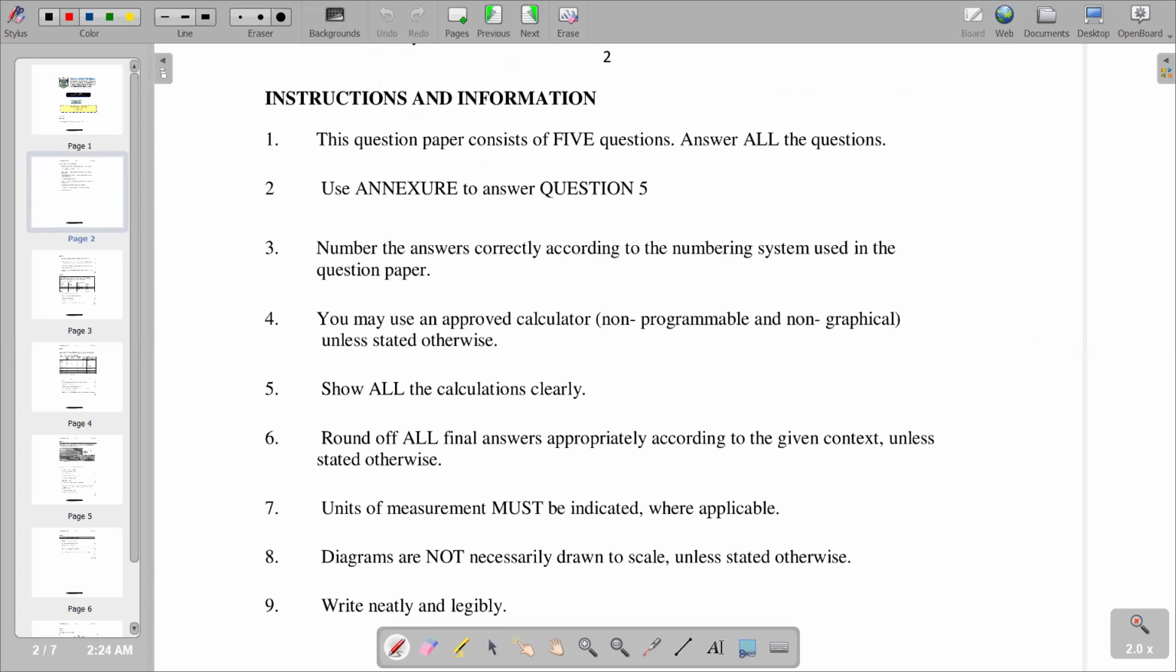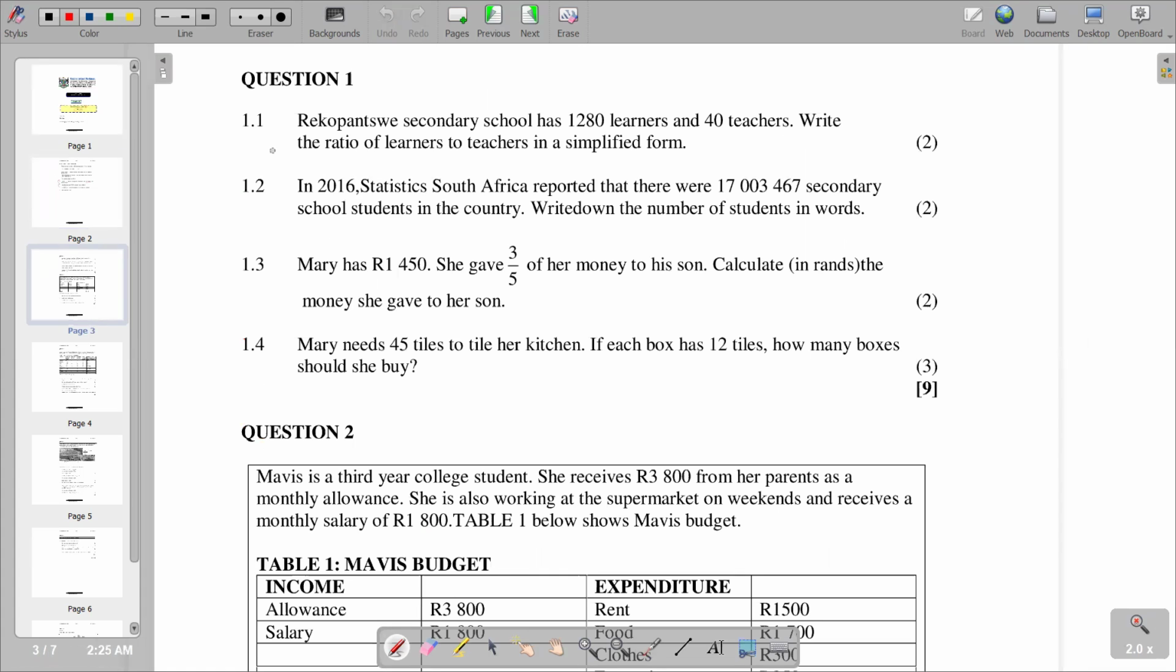The instructions that are important within the context of this video are that we have to round off our final answers appropriately according to the given context. So we take note of what we are told in the question, unless stated otherwise. Also instruction number 7: units of measurement must be indicated where applicable. So it is very important to indicate the units of measurement.